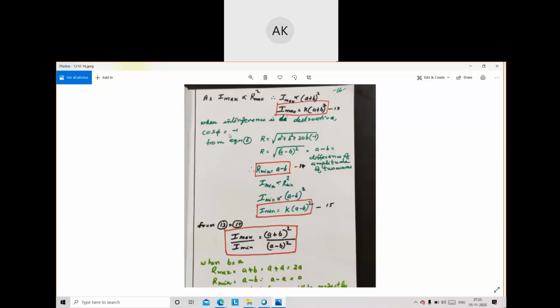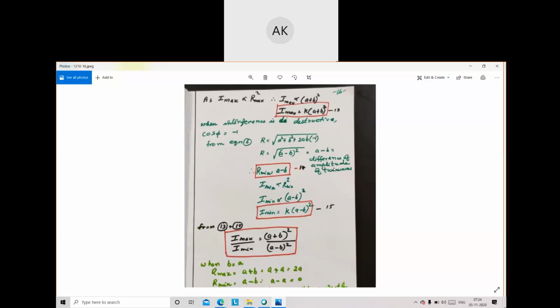Cos phi equal to minus 1. So what is the formula for R? Root of A square plus B square plus 2AB into cos phi, and cos phi is minus 1. So we get R equal to root of (A minus B) whole square. So we got the difference of amplitude of the individual waves. In destructive interference, the resultant amplitude is the difference of the amplitudes of the individual waves. So R minimum is equal to A minus B.